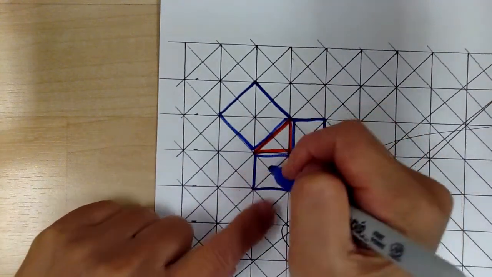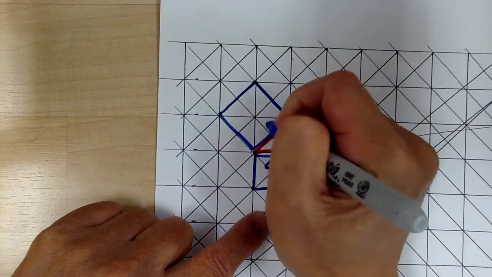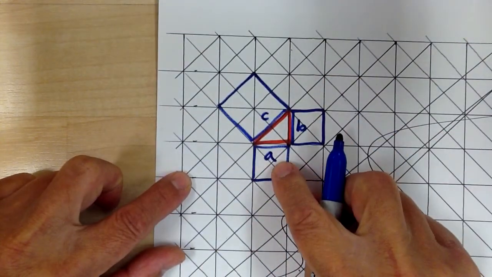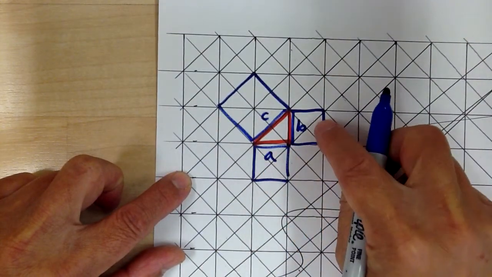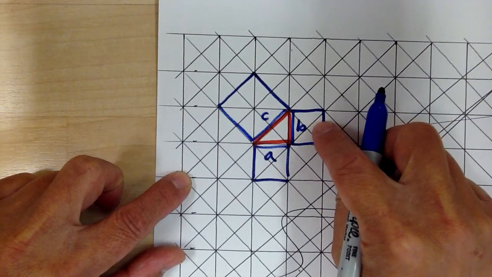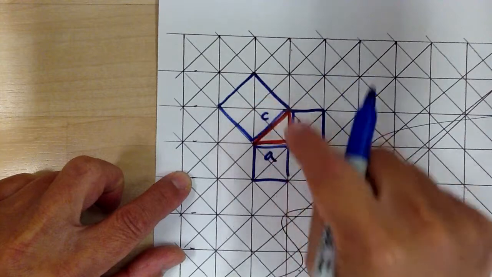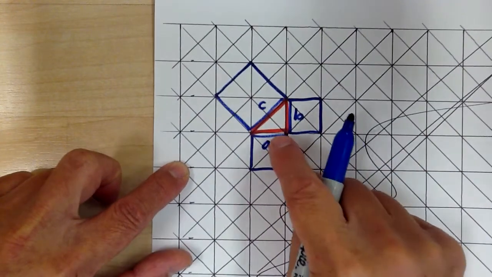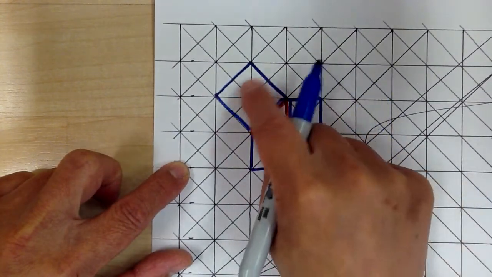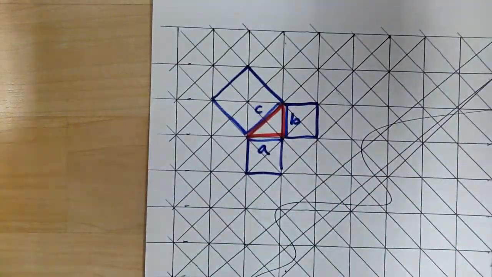So again, this is A, this is B, this is C. The area here is A squared. The square here is B squared. So the area of this plus the area of this equals the area of this. Again, you can count the triangles. There are 4 plus 4, and it's 8. So that's what this means.